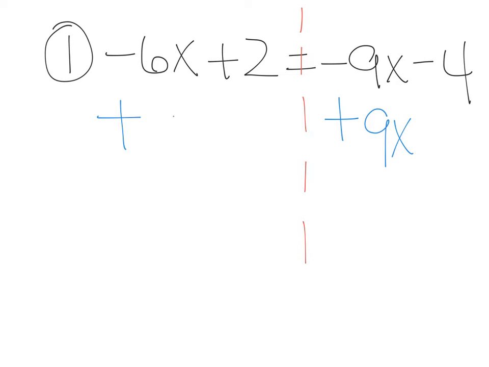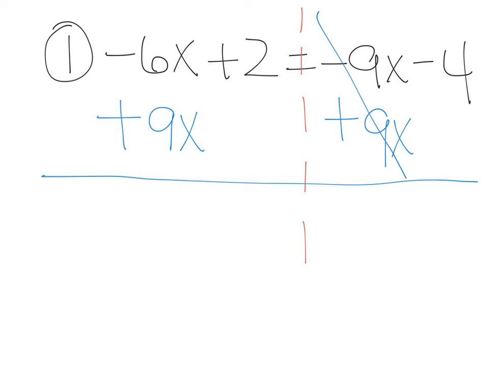9x to both sides. And remember, you can only add x's to x's, so that's why I put the 9x underneath the negative 6x. Okay, when you do that, the negative 9x and the positive 9x cancel out on the left, on the right. On the left-hand side, when you take negative 6x plus 9x, you get positive 3x, and then you need to bring down the rest of the problem. So plus 2 equals negative 4.